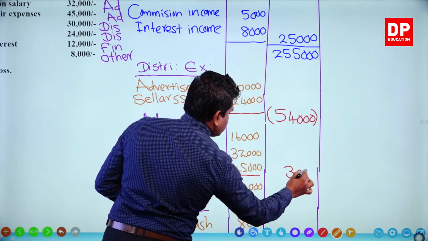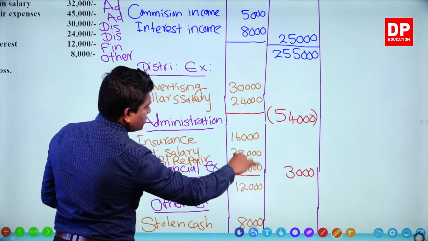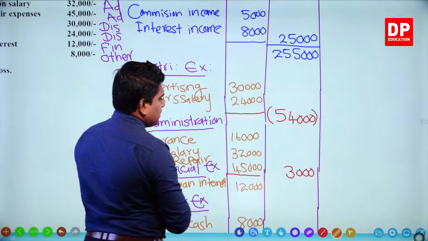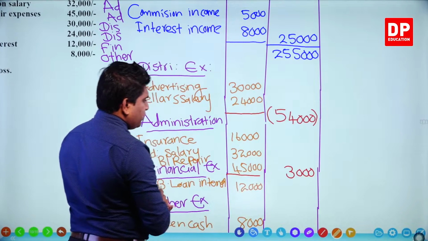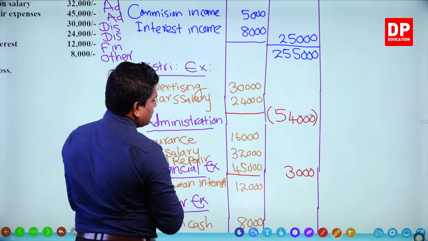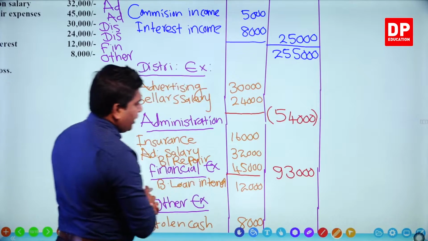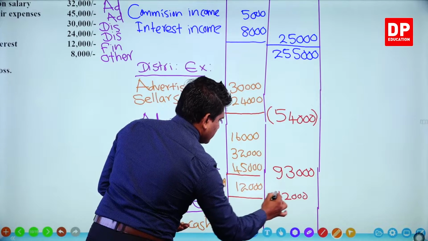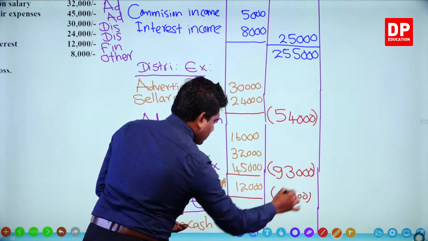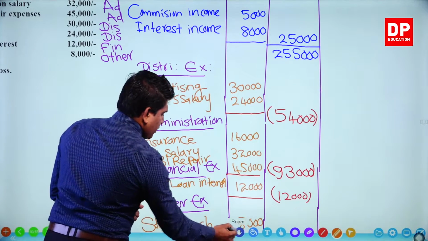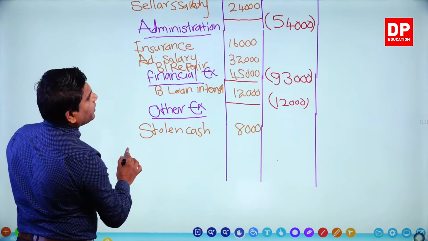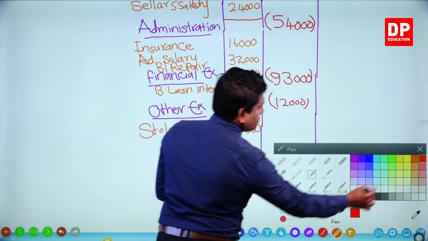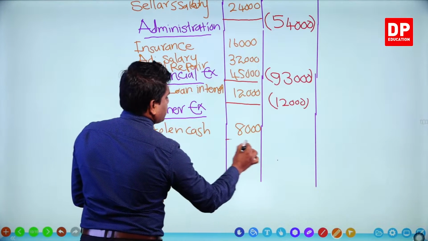Here, how much is the total? Here 3,000, 0, 0, 0. Then 5 plus 2, 7 plus 6, 13. Then 3 we put here, 1 save. Then 93,000, right? Now here 12,000. Put it in the brackets. This one also put in the brackets. Then here 8,000. We bring to the next column.